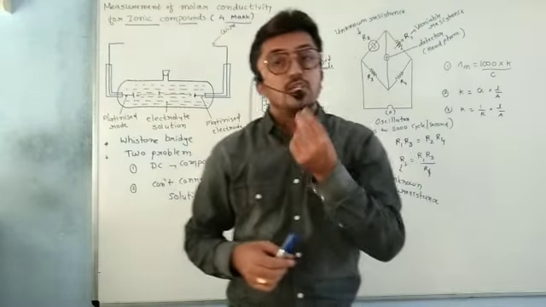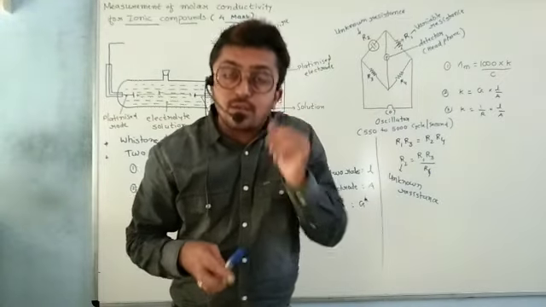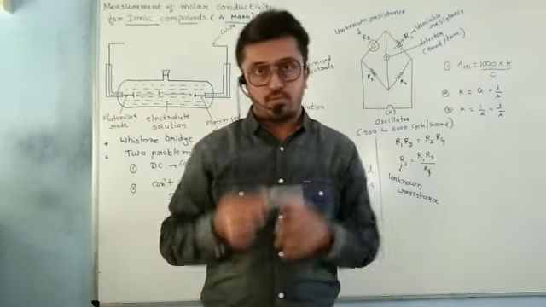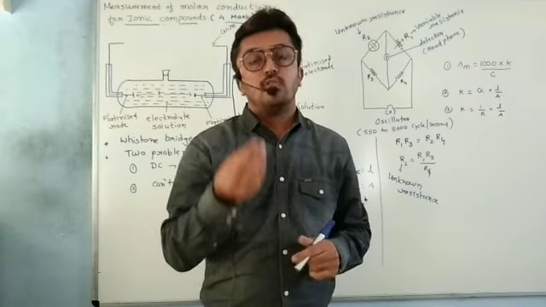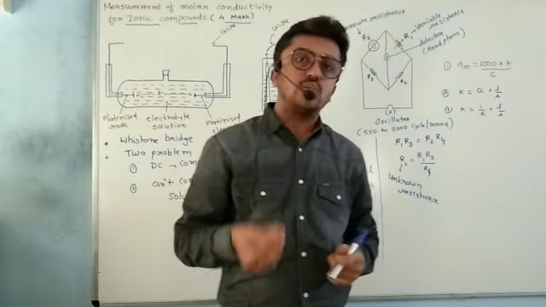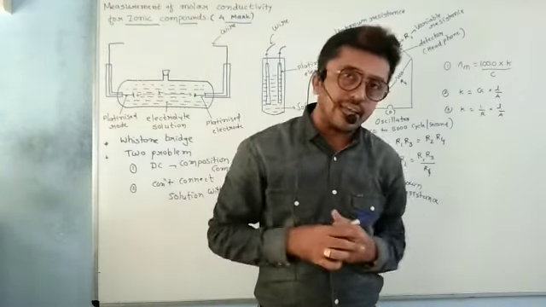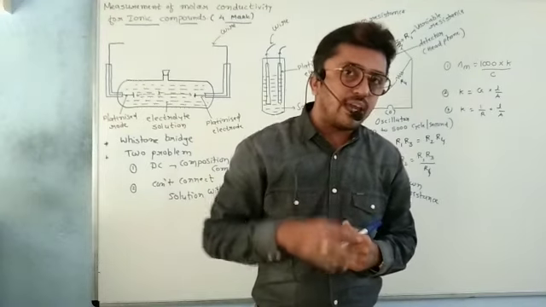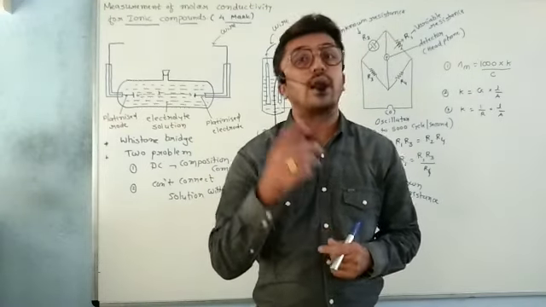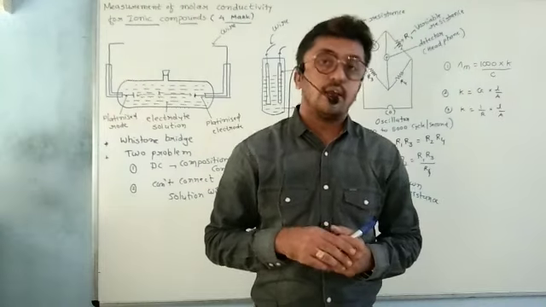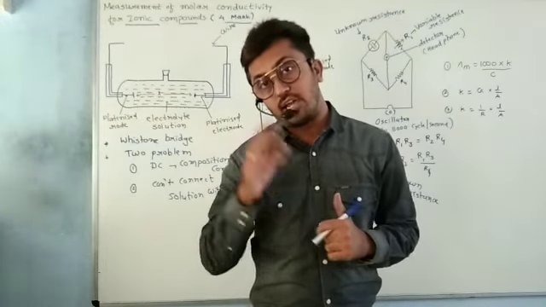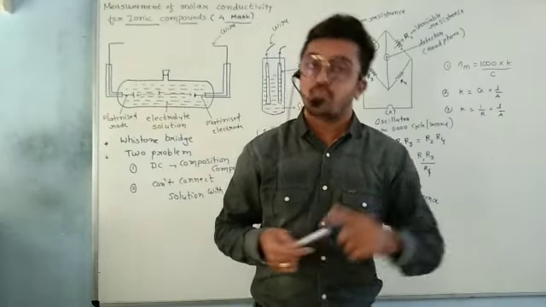But for a solution, for an electrolyte compound, how can we find length? Because if we have 500 ml NaCl solution, how can we find L? How can we find A? It is very hard for ionic electrolytes. And how can we find resistance? Again, it is a very important question.